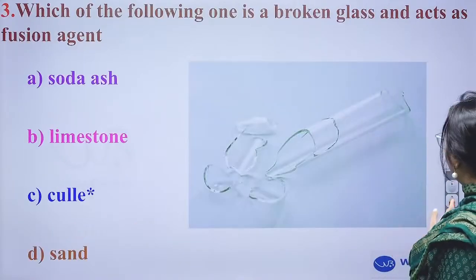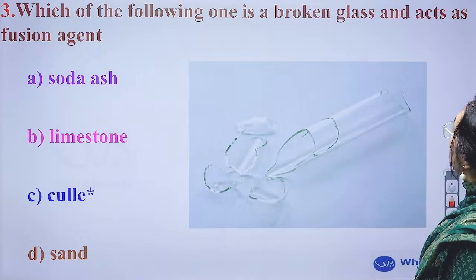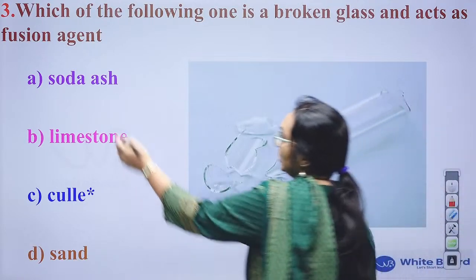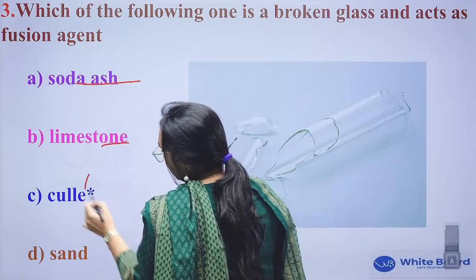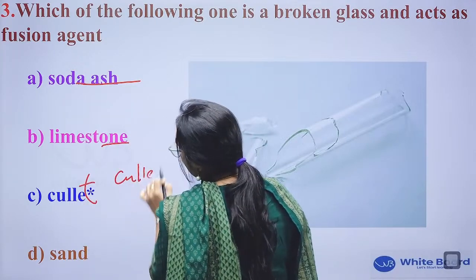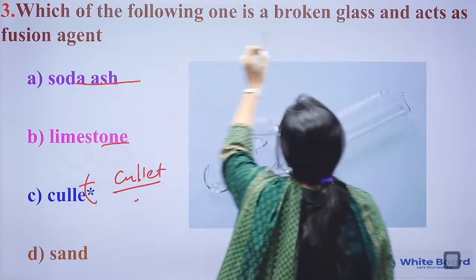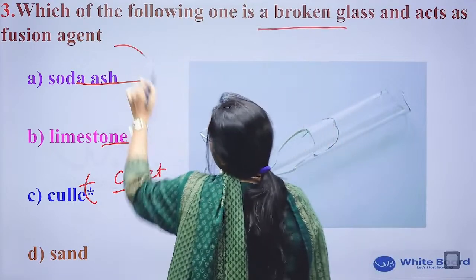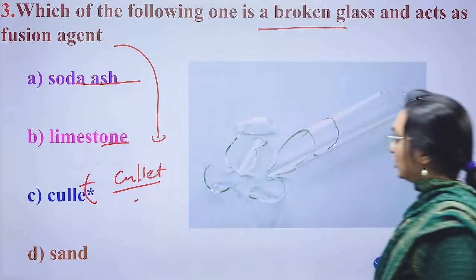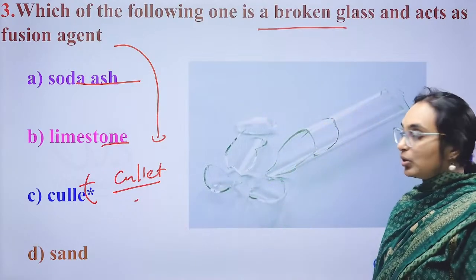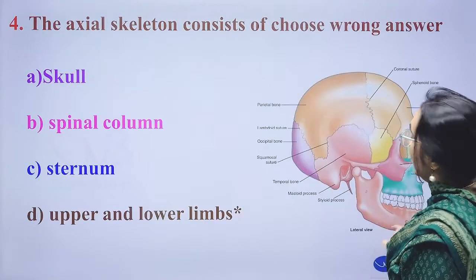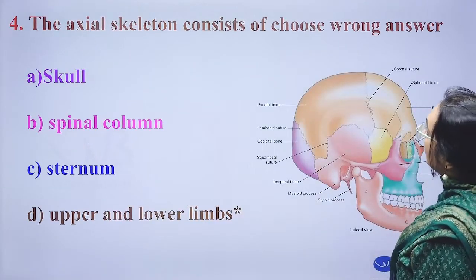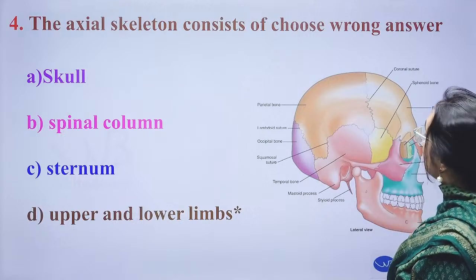Next question. Which of the following is a broken glass and acts as a fusion agent? It's not soda ash or limestone, it's cullet. Cullet is the broken glass, and it is used as a fusion agent. Answer is C.